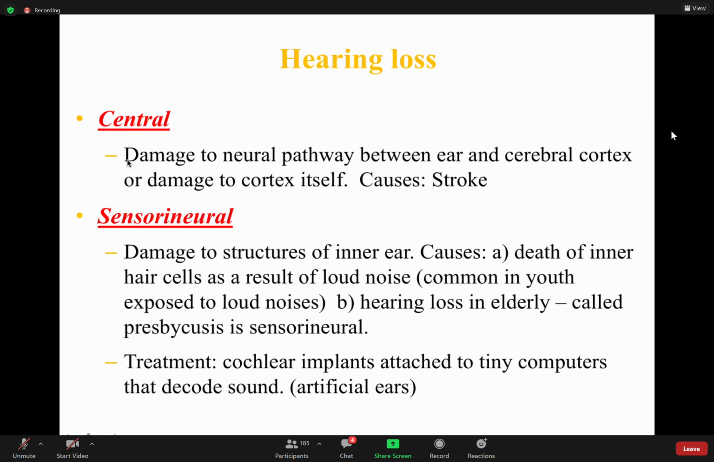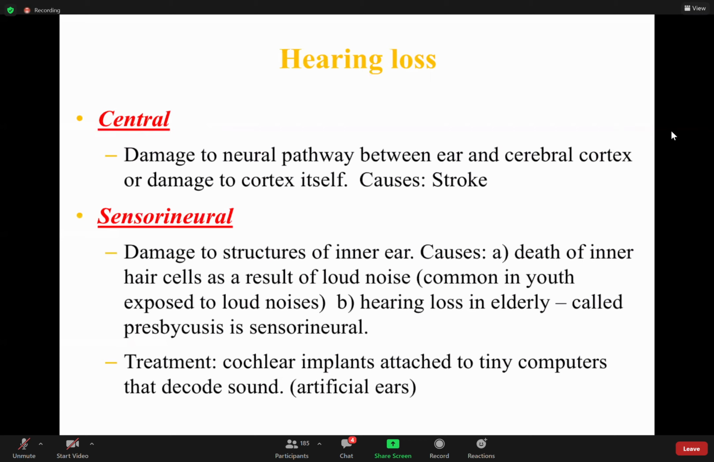Now, central hearing loss is definitely quite more complex, and in fact, there is no real way of fixing it. If we have central hearing loss, we're talking about the auditory cortex being completely gone. If that's the case, then the individual cannot perceive sound unilaterally.